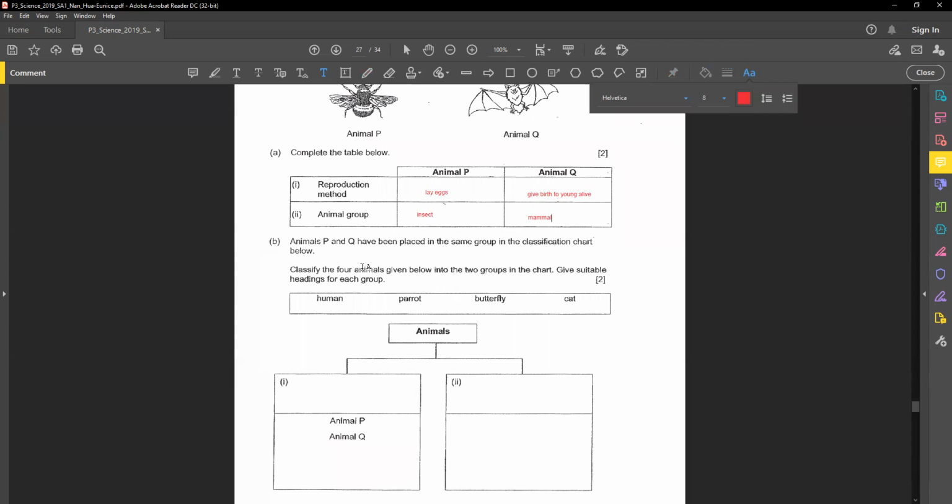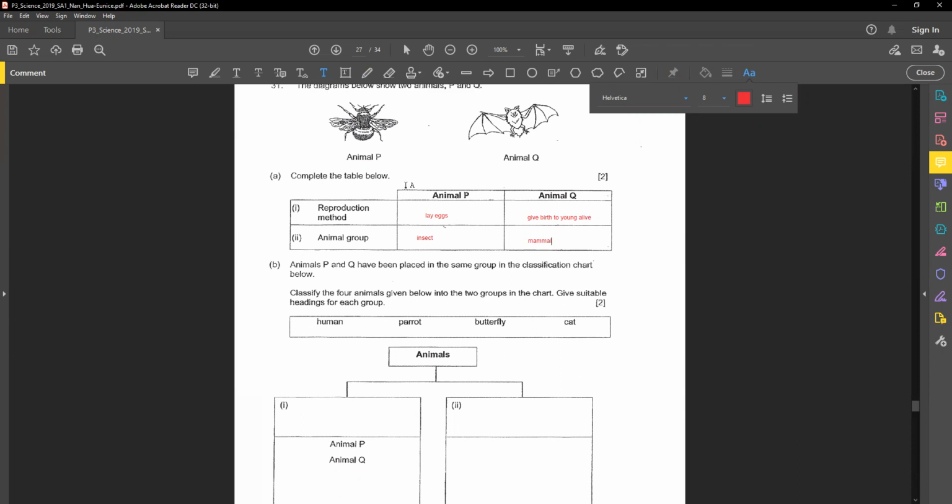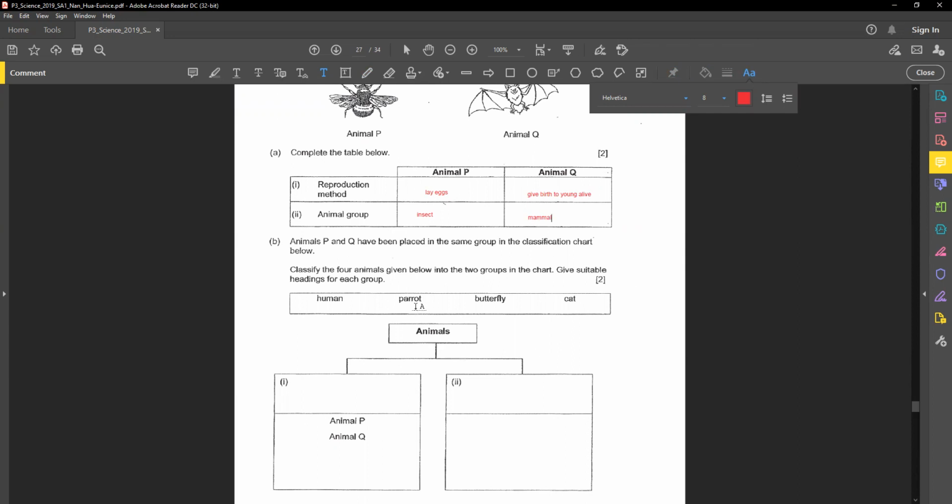So now in part B, they group animal P and Q together and give you 4 other animals to classify. If animal P and Q are together, that means they share a similarity. Looking at the two pictures, we can tell that both P and Q have wings, and this is also true for parrot and butterfly. So a possible heading could be "have wings", and we can add parrot and butterfly under the "have wings" box. So the opposite of have wings would be "no wings", and this is true for human and cat.